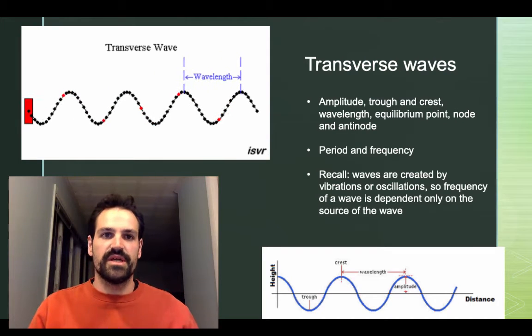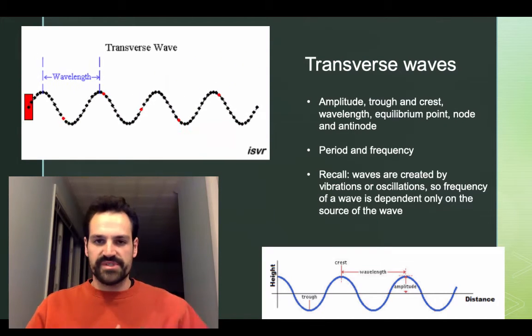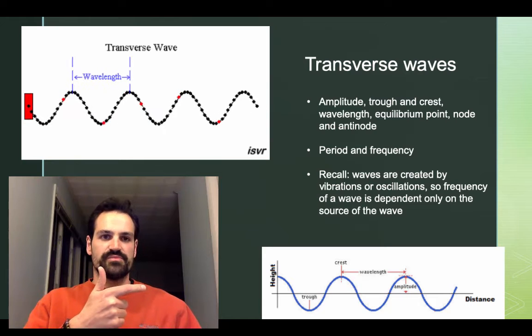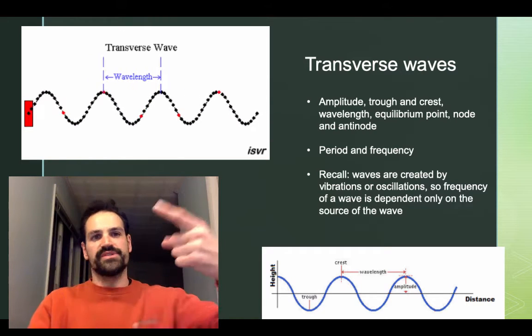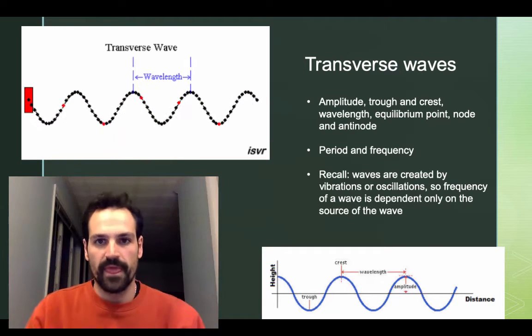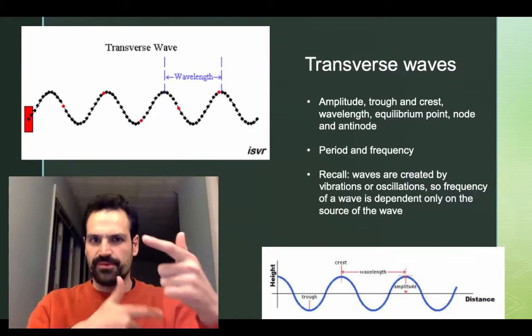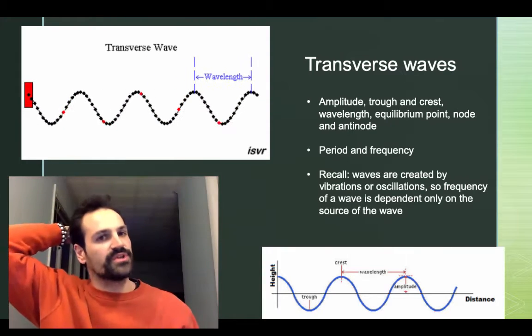Frequency is just the inverse of that. Remember, frequency is cycles per second, where period is seconds per full cycle. So they're complete inverses of each other, just like we learned in the last section.